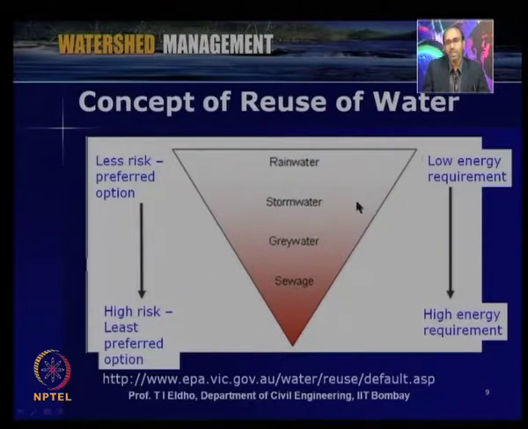The advantage of rainwater and storm water reuse is the low energy requirement, so there is no need for much treatment and we can directly utilize it. But as far as sewage water or grey water is concerned, we have a high energy requirement, and we have to go for various kinds of treatment. So, we have to see what type of reuse we are looking for and from what source.